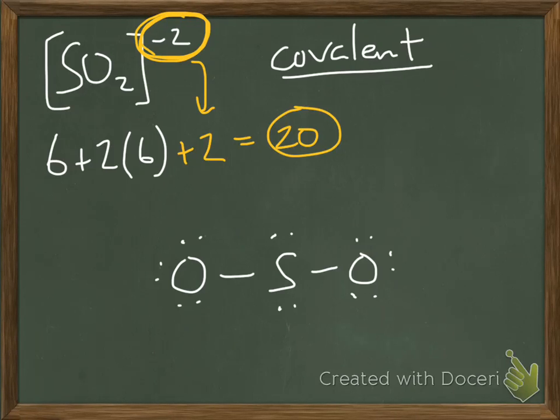Now how many do I have? 2, 4, 6, 8, 10, 12, 14, 16, 18, 20. Okay, it's good. So I have 20. I've used them all. Take a look at each atom and make sure that it has a complete set of 8. Yep, looks good. So we're finished.